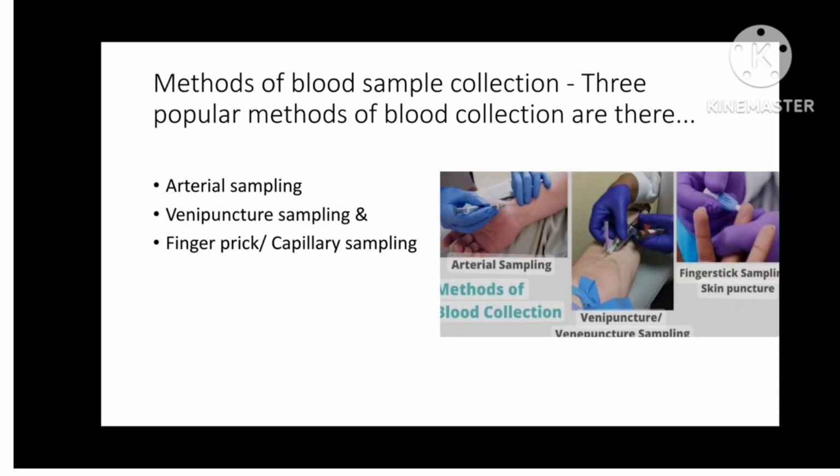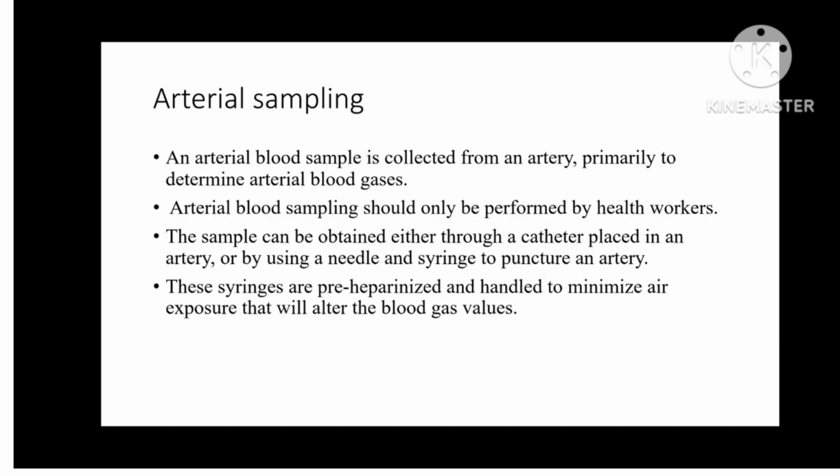Methods of blood sample collections. There are three popular methods of blood collection. First one is arterial sampling, second one is venipuncture sampling, and third one is finger prick or capillary sampling. So firstly we are going to learn about arterial sampling.